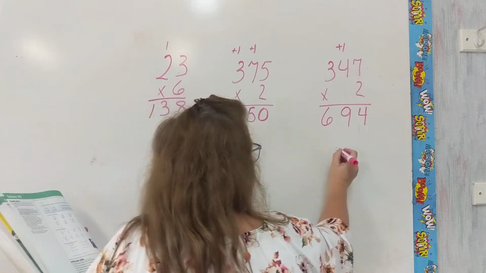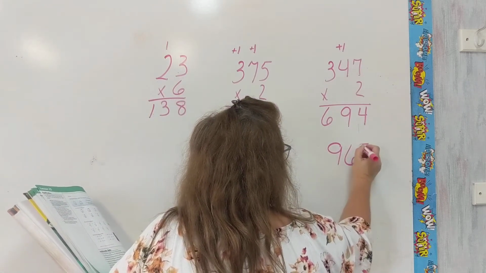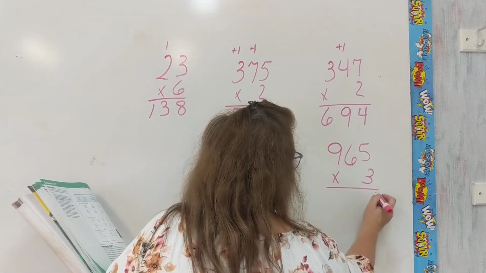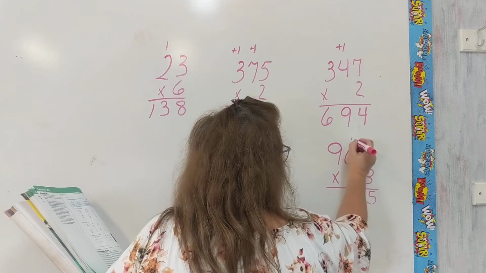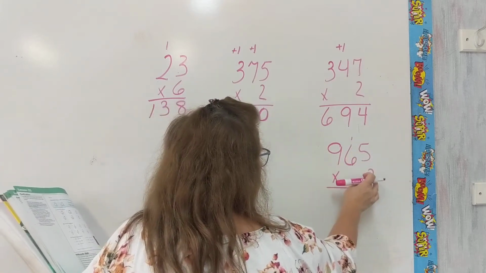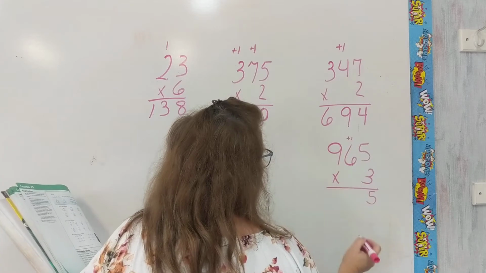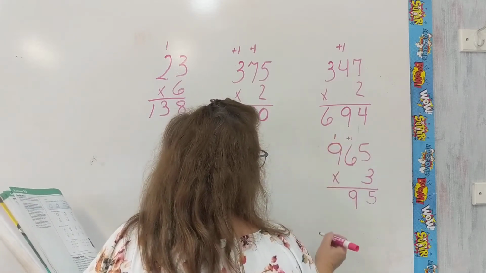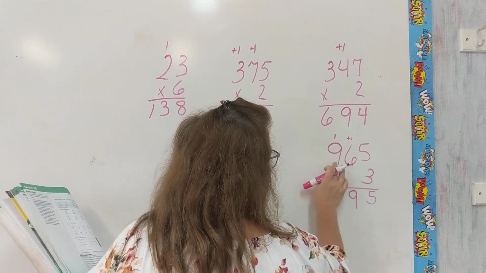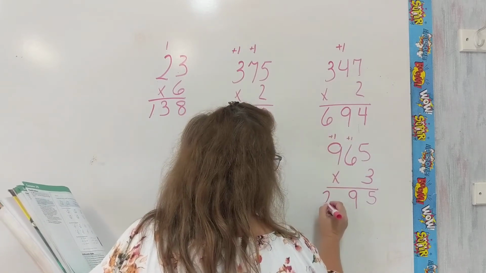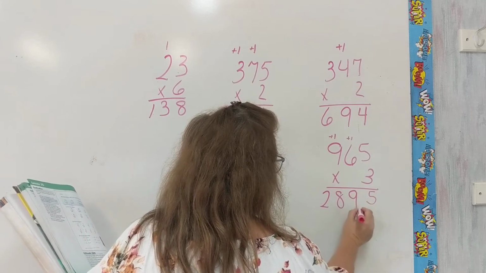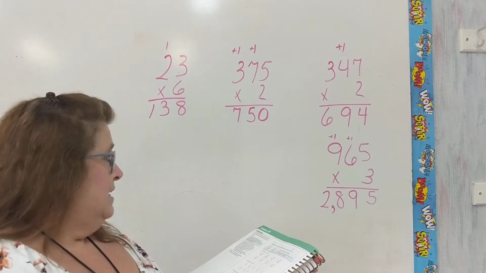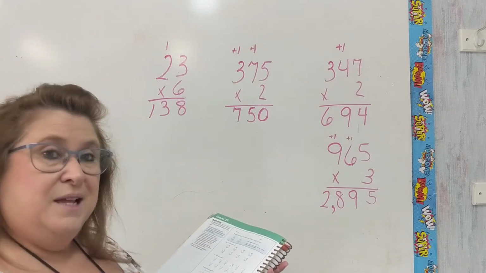Let's do 965, this is letter B, 965 times 3. 5 times 3 is 15, put 5 down, we carry our 1. 6 times 3 is 18, plus our 1 we carried is 19. We put 9 down, we have to carry another 1, we carry our 1. 9 times 3 is 27, plus our 1 we carried is 28. We count over 1, 2, 3, and our product is 2,895.